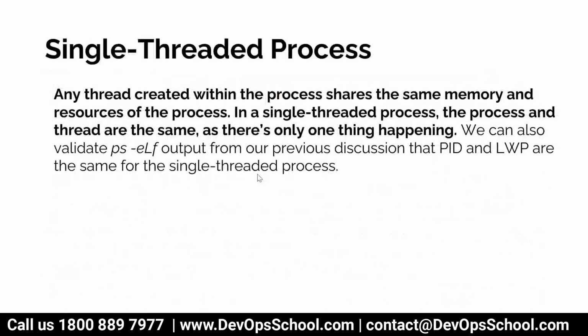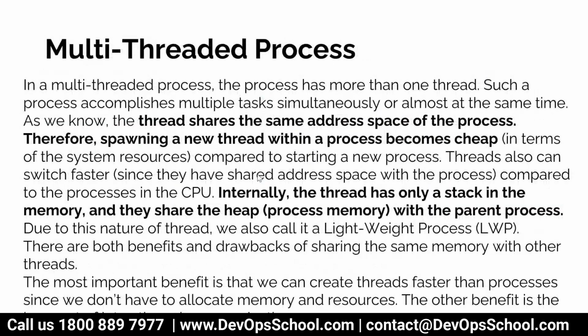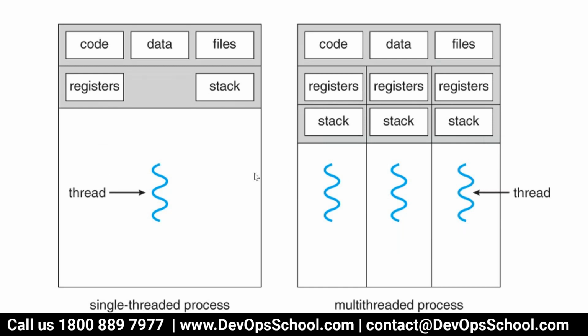Okay, multi-thread process. The process has more than one thread, so the process accomplishes multiple tasks simultaneously or almost at the same time. In this, threads share the same address space of the process. Therefore, spawning a new thread within the process becomes cheap. So that way it has been used. Look at this here, single thread and multiple thread.